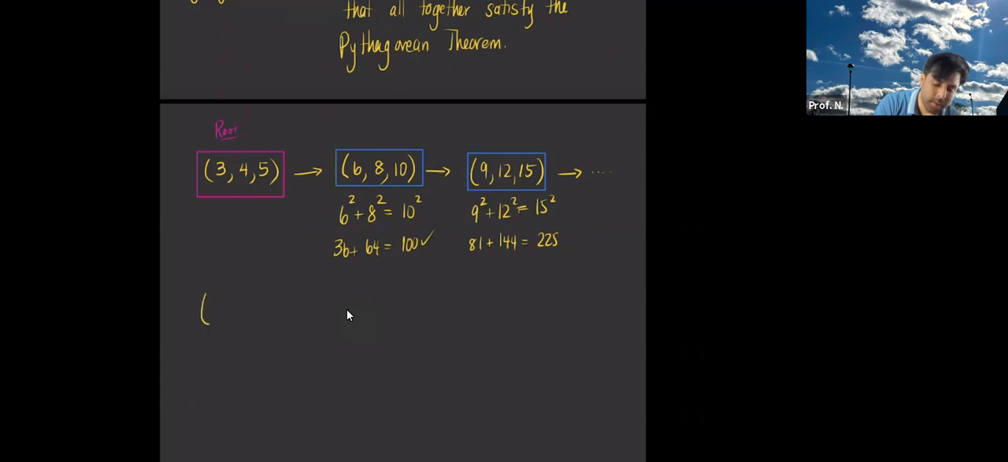Now let me ask you guys, can anybody give me the missing number here? So I give you one side, 5. I give you the hypotenuse, 13. Can anybody tell me what is that missing number for this Pythagorean triple? 5, blank, 13. What would that blank be?